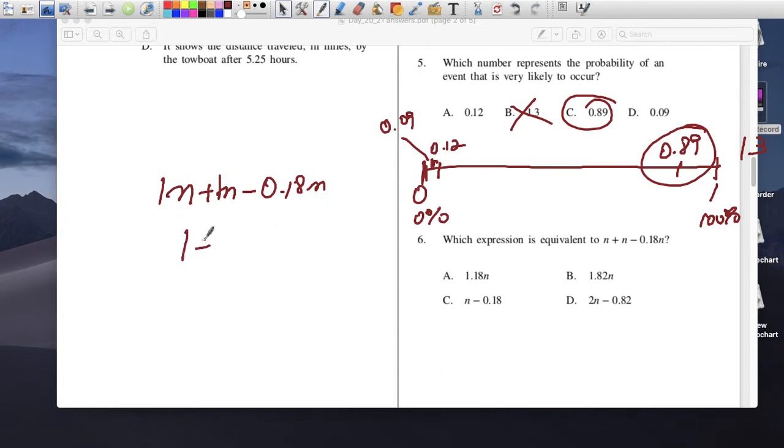So we're going to get 1 plus 1 minus 0.18. Think of it as $1 plus $1 minus 18 cents. $1 plus $1 is $2, minus 18 cents is going to be $1.82. And it's going to be 1.82n, and we have a winner.